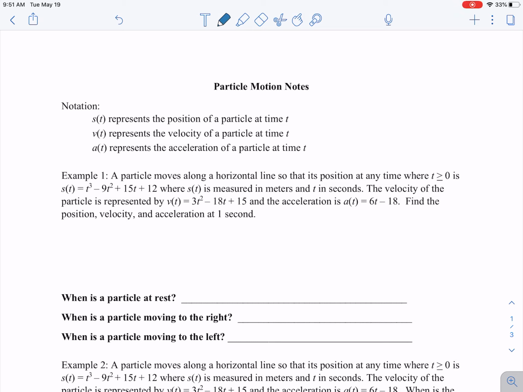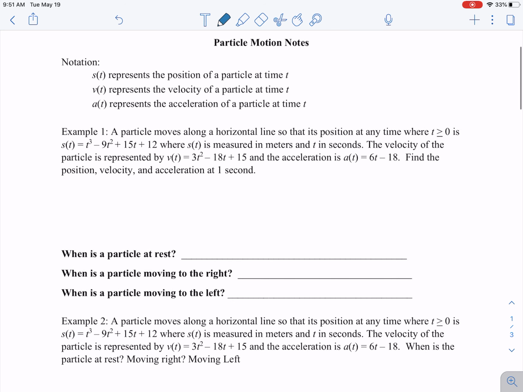We're going to do some notes on particle motion. It's a relatively important concept in calculus, so we can tackle some of the basics of it with everything we do know, just using our basic algebra skills and learning some new concepts along the way.